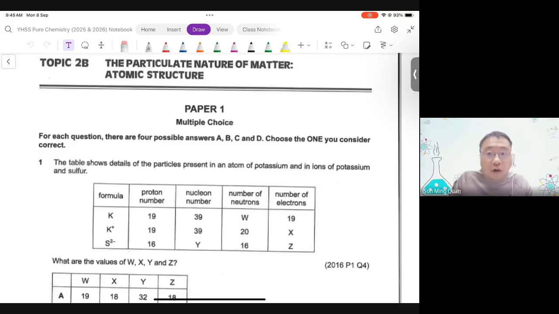Okay, so let's begin with topic 2B, atomic structure. We are going to be going through selected MCQs, and then the structured questions, again selected questions. Through this, I hope you are revising the content and also how to apply the concept.